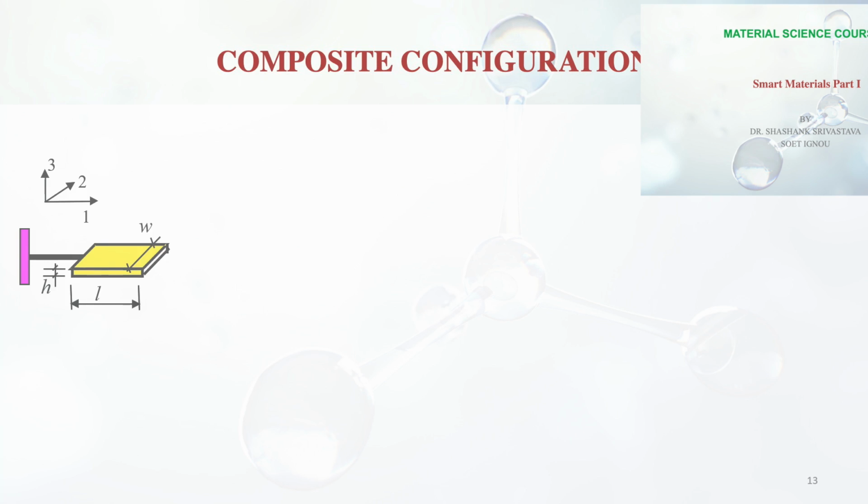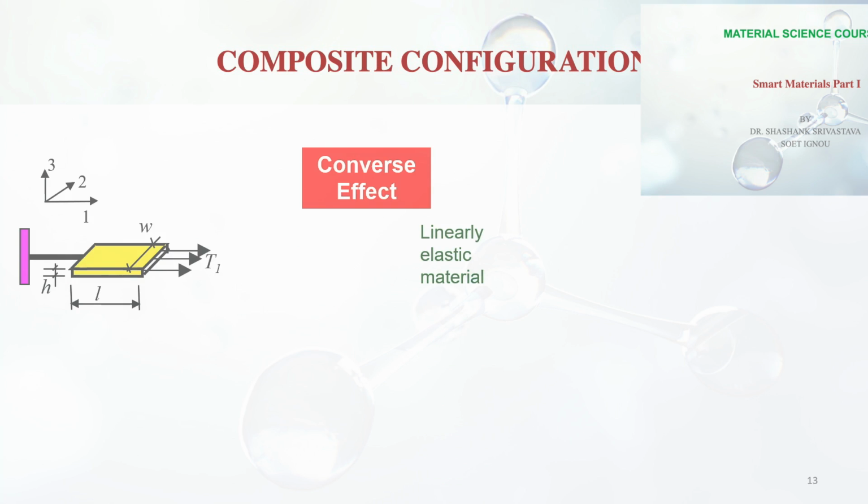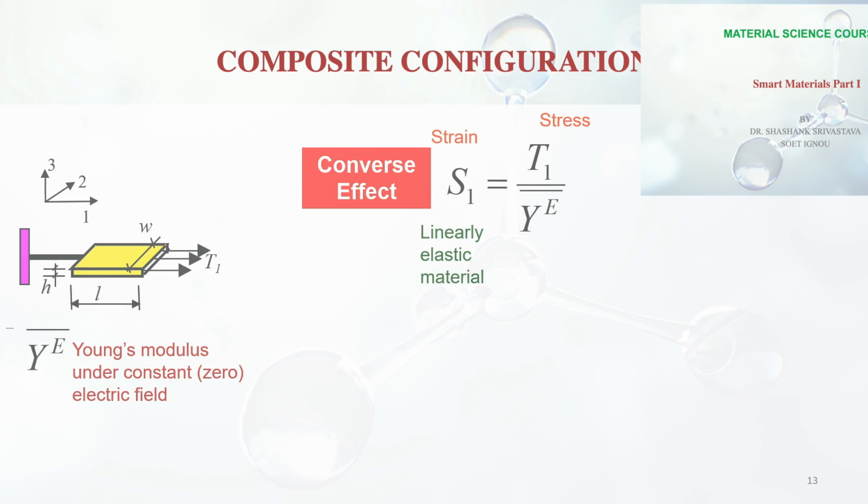Let us begin with the converse effect. What is converse effect? Converse effect means that if we apply electric field, we will find strains in the piezoelectric element. So we begin with application of stress. If stress is applied, then the piezoelectric element behaves like any other linearly elastic material, and it undergoes the development of strain which is proportional to the stress, being related by the Young's modulus of elasticity. Converse effect: if we apply electric field, then electric field also gives rise to additional strain, and the two strains are additive in nature.